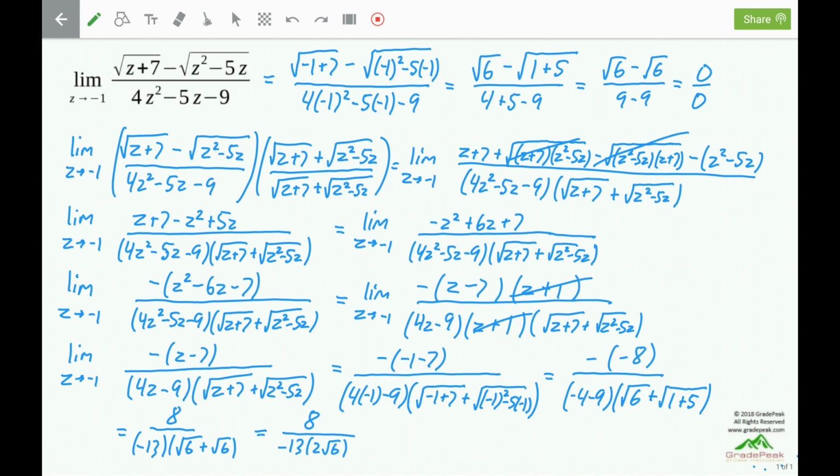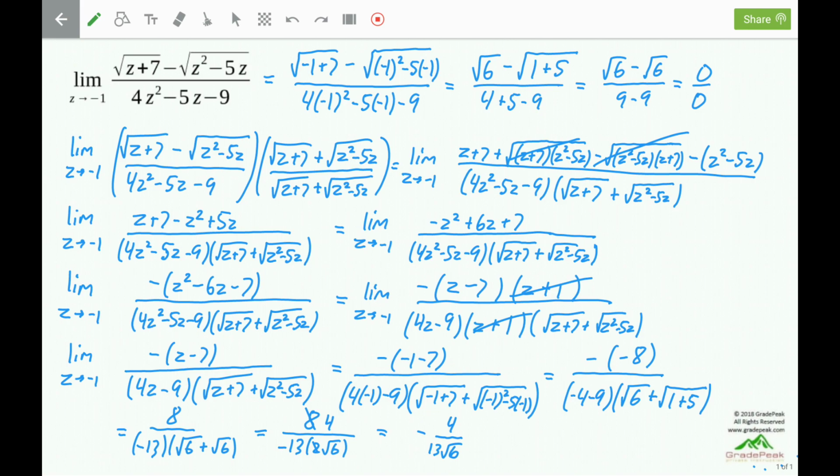Since everything is multiplying in the denominator, that 8 and that 2 can cancel, leaving a 4 in the numerator. So we end up with negative 4 divided by 13 square root of 6.